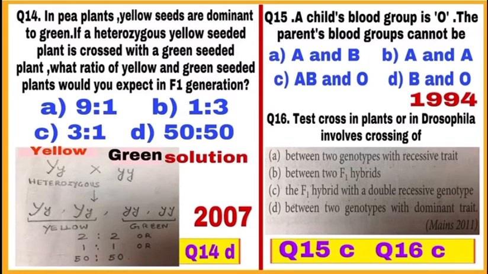Question number 16. Test cross in plants or in Drosophila involves crossing of. In a test cross, the organisms of the F1 generation are crossed with an organism of double recessive genotype, which helps in finding out the genotype of the organism. So the correct option is C. A test cross in plants and in Drosophila involves crossing of the F1 hybrid with a double recessive genotype. So, mark C as the correct answer.